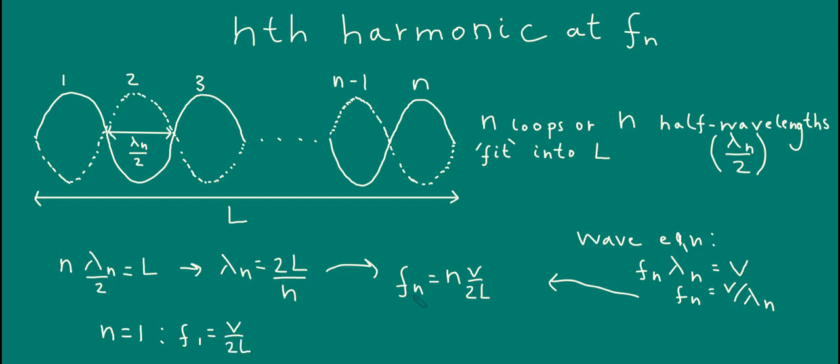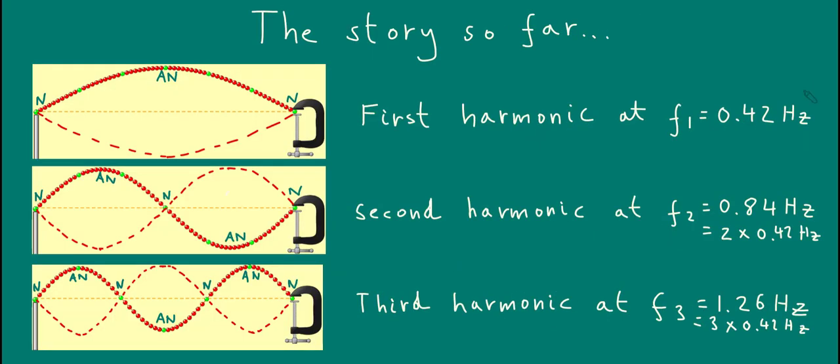And so we can write this relationship equivalently as fn, the frequency of the nth harmonic, is n times the frequency of the first harmonic. And we're done with our little derivation here. So this provides theoretical justification for the things that we saw in our simulation.